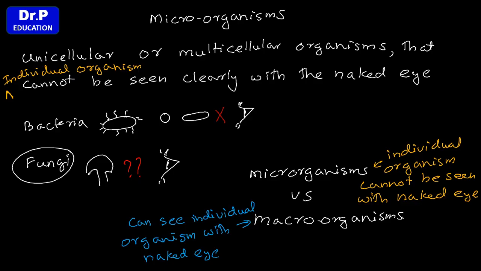For example, take a human. You can see the individual organism. Take an ant. Even the tiniest ant that you can find at your home, you still can see it with your naked eye. So that makes that ant a macroorganism.